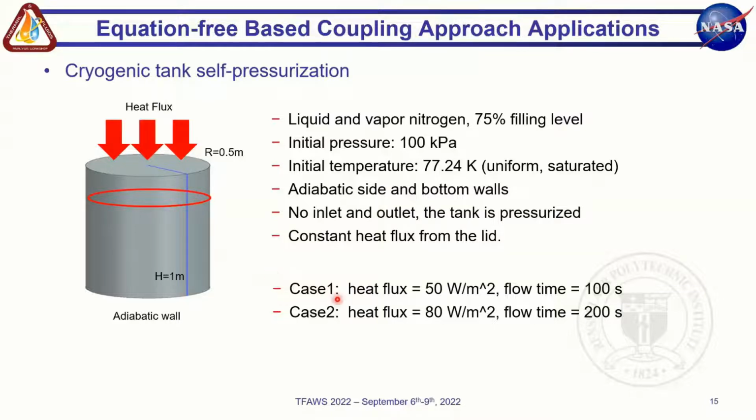And we designed two different cases. First, we use 50 watts per square meter of heat flux, with a flow time of 100 seconds. In the other, we increase the heat flux to 80 watts per square meter and the flow time is extended to 200 seconds. So we want to co-solve using the nodal code and CFD code in case 1 and find the equation-free corrections. And we then extrapolate these corrections to use them for case 2, the increased heat flux and extended flow time, to see whether the same correction works well in a different situation.